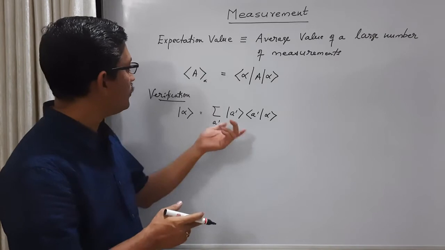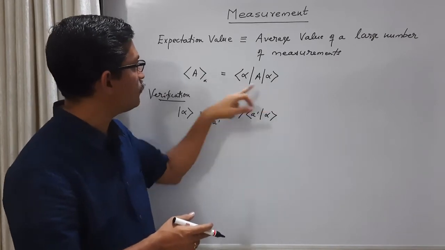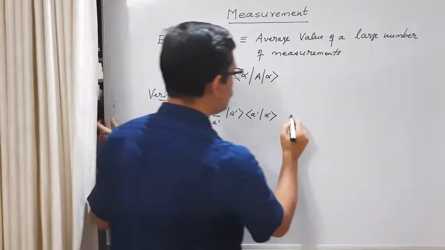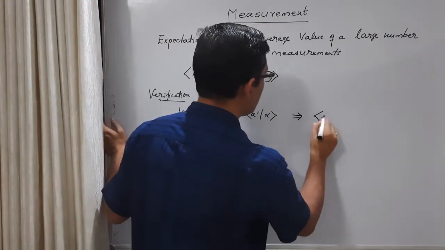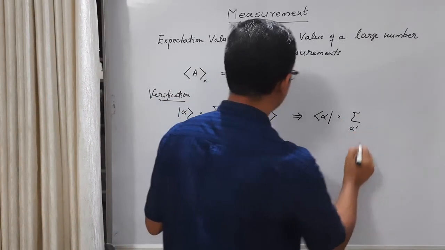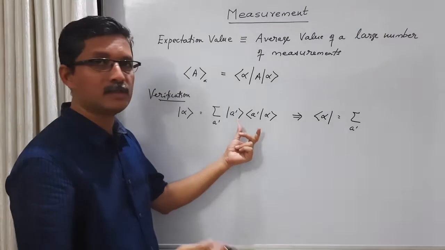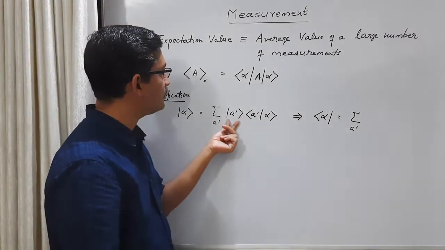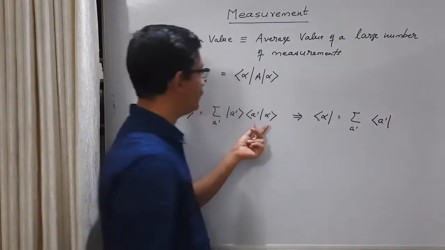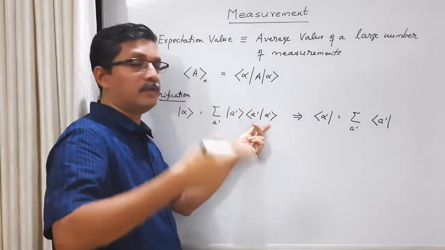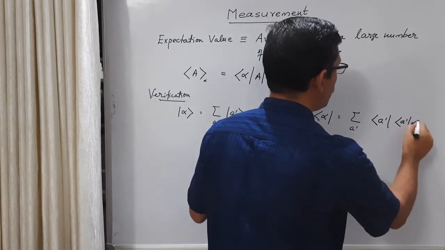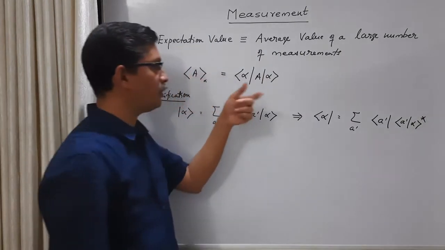So ket alpha we can substitute this, and what about bra vector alpha? If you invert this, what is bra vector alpha? This gives bra vector alpha equals summation over a prime. You have to take the adjoint of this one. This ket will become a bra vector, and this is a scalar, so we have to take the complex conjugate of the scalar. So we get bra a prime alpha star. This is the adjoint.